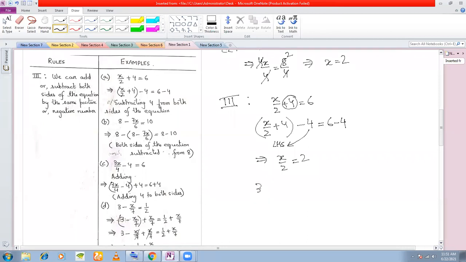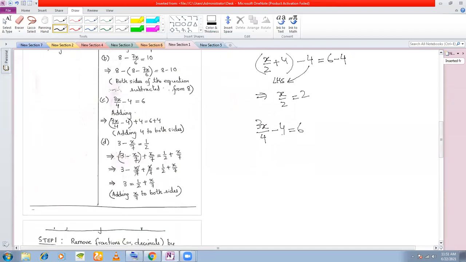For example, if I have an equation like this, 3x by 4 minus 4 is equal to 6. I want to remove this minus 4. So what I do is I add 4 to both sides. Right? So I get 3x by 4 is equal to 10. So this is another rule. Whatever number that you are adding or subtracting, you must do it on both sides.